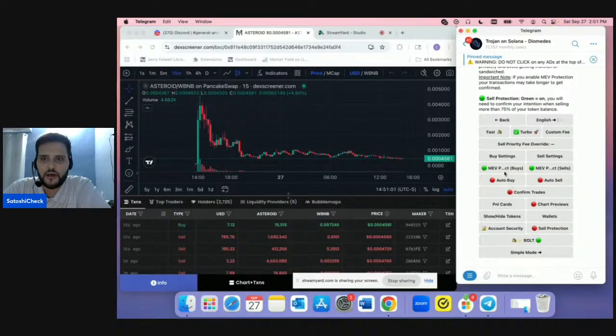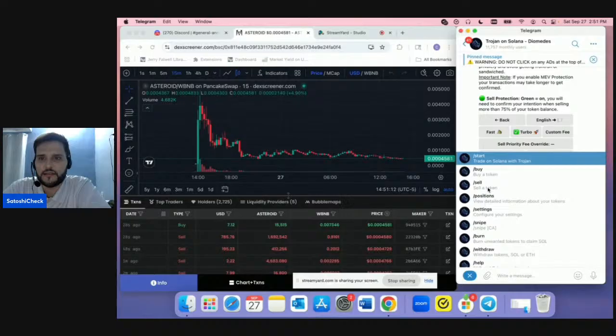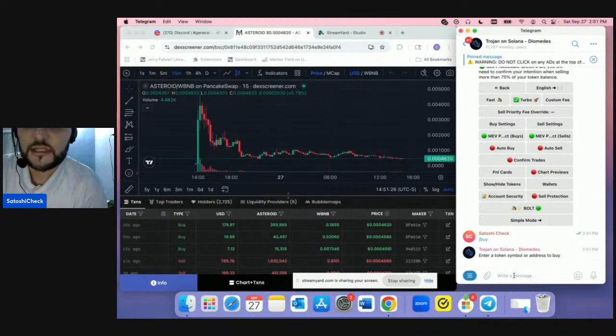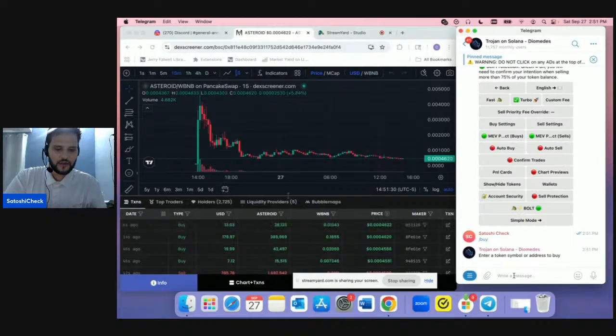And right here, it's got MEV protection buys. Okay, this will be like your P&L. You can show stuff like that. And let's see here. So let's say we want to buy a token. This is all you do. You don't need to click buy actually. If you want to sell a token, all you're going to do is click the contract address in there.